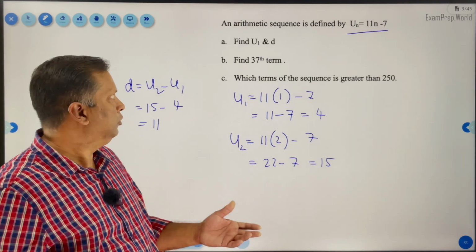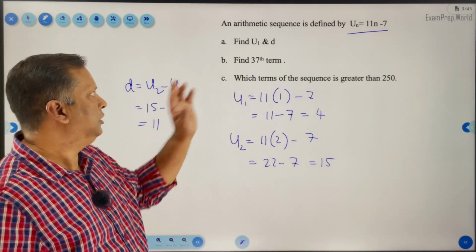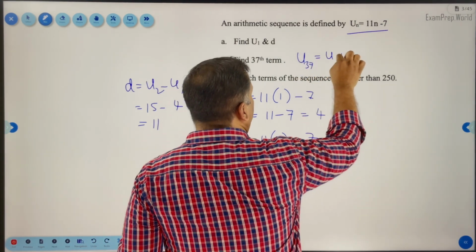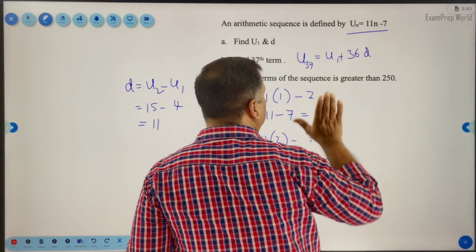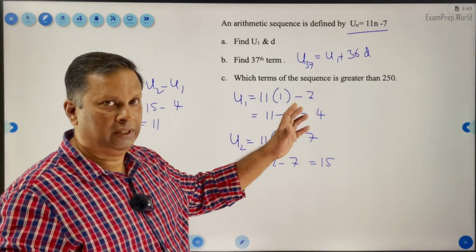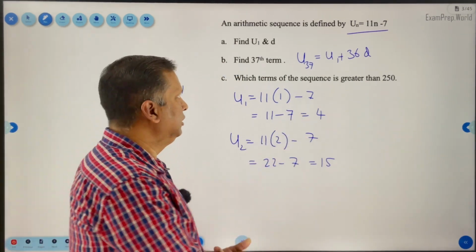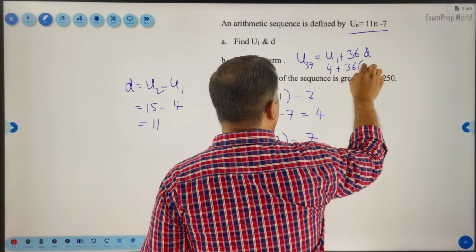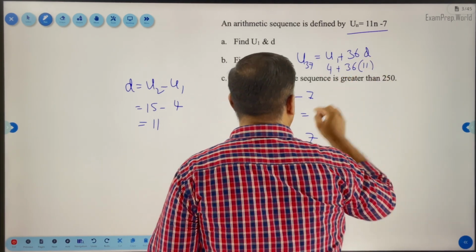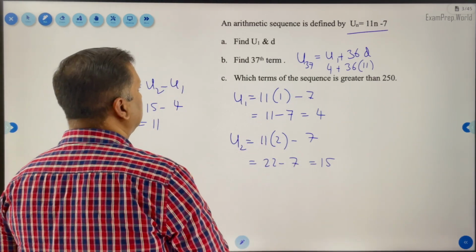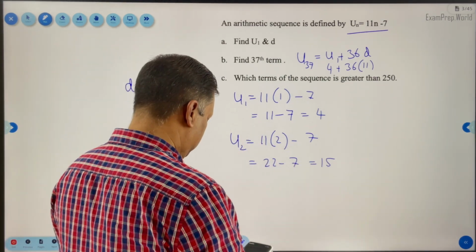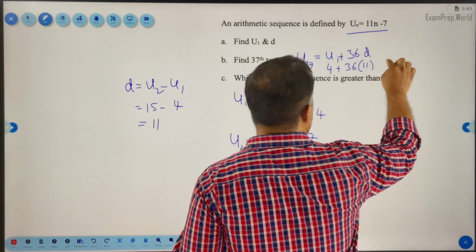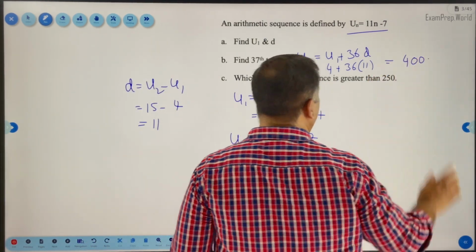Now you know u1 and you know d. The job becomes very simple. You can find any term. They are asking us to find the 37th term, which will be u1 plus 36d. Correct? Now input the values of u1 and d. So u1 was 4 plus 36 times d, which is 11. So our term is 400.